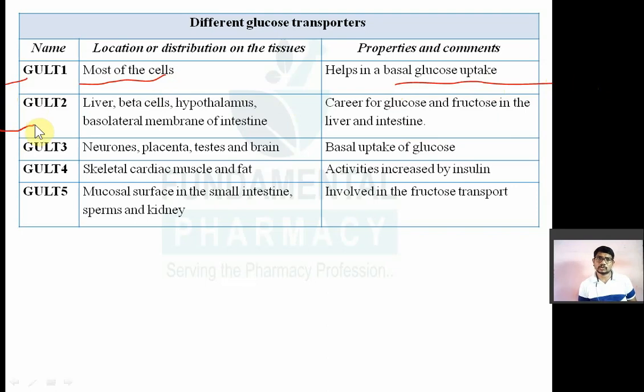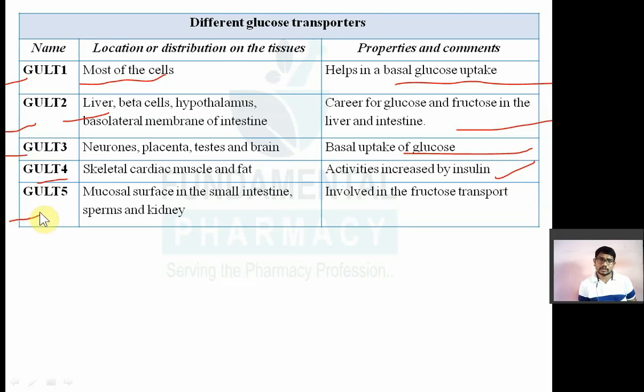Now GLUT2 is present in the liver, beta cells of pancreas, hypothalamus, and basolateral membrane of intestine. It is a carrier for glucose and fructose in the liver and intestine. GLUT3 is present in neurons, placenta, testes, and brain, responsible for uptake of glucose in these cells. GLUT4 is present in skeletal and cardiac muscle, responsible for utilization of glucose. Its activity is increased by insulin.